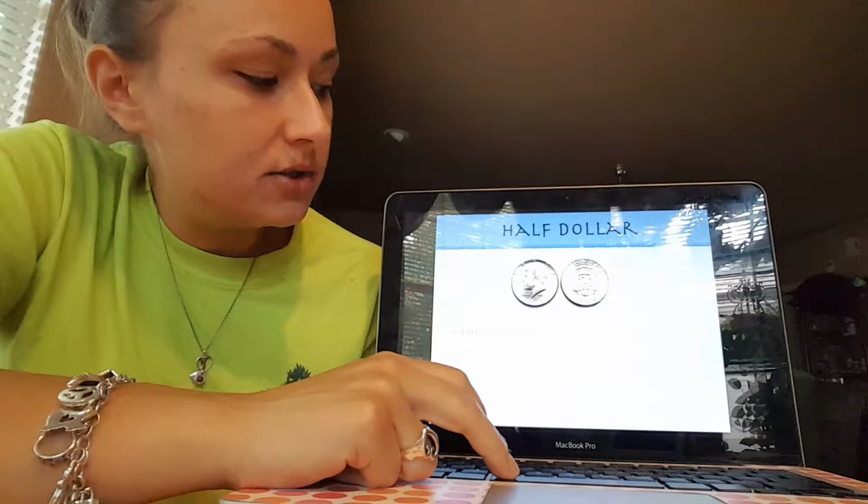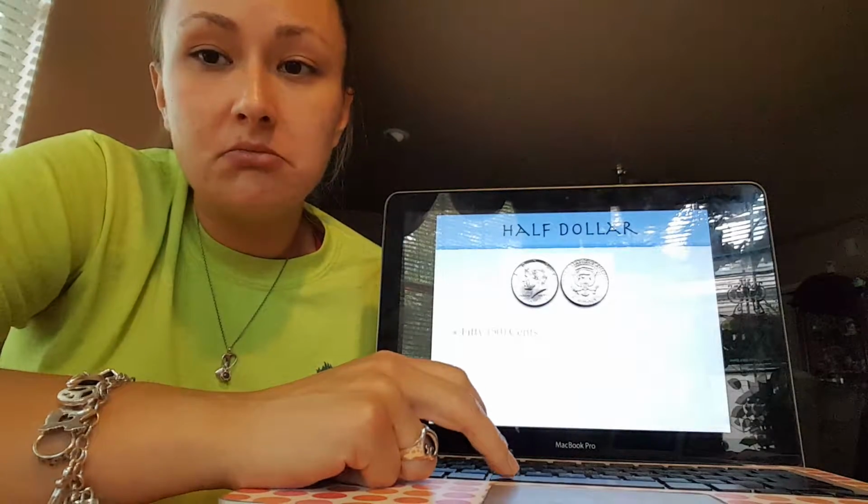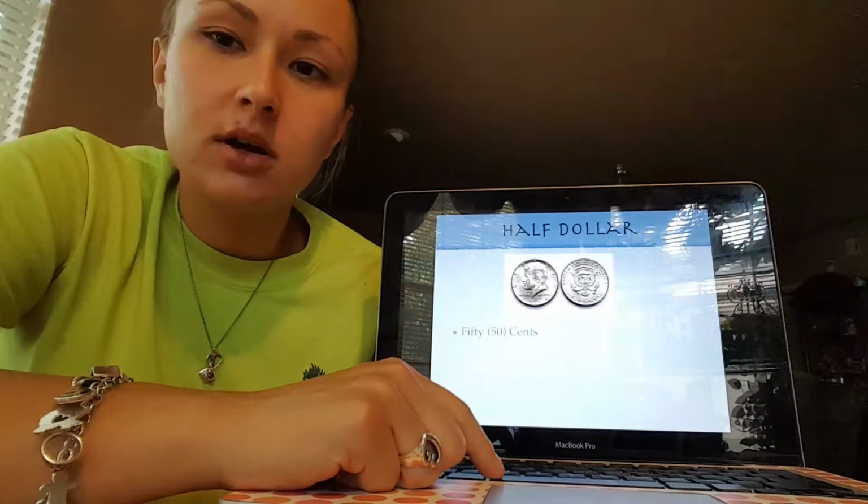So if you had 2 fifty-cent pieces, it would be a whole dollar. That's why it's called a half dollar, because it's worth 50 cents.